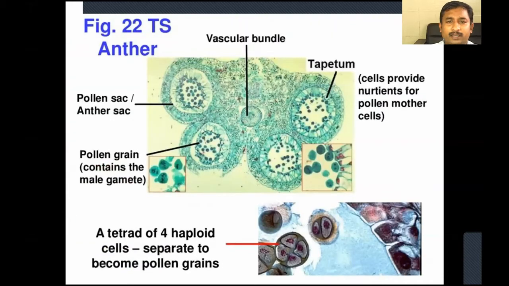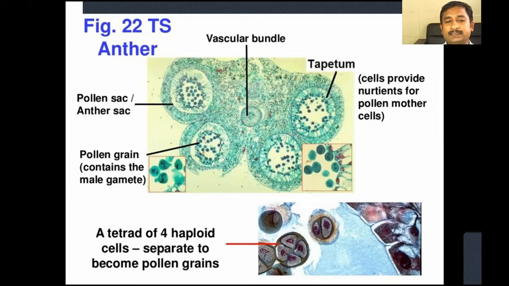And if you take the TS of an anther, this is how it looks. Pollen grains, male gametes are there inside the anther sac or the pollen sac, and there is a protective layer that we call the tapetum. So you people just understand that there is an anther attached with the filament, and inside the anther sac there is pollen. Okay, that much you please get the idea.